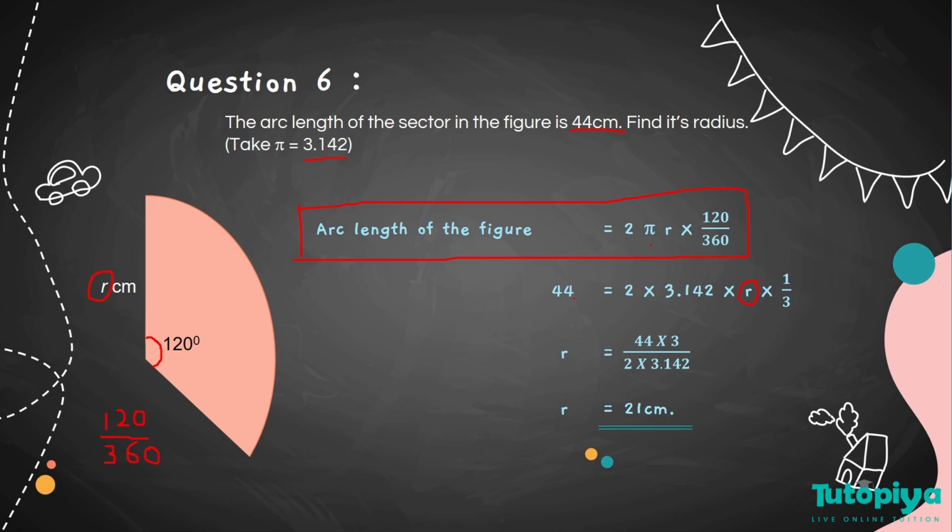Now we are going to simplify, that is, we are going to find the value of r, that is, we are going to find the radius here. So to find the radius, we have to make r the subject of the formula, the equation. So we take r to the left side of the equation, and 44, this division 3 becomes multiplied by 3, and 2 multiplied by 3.142. So 44 multiplied by 3 divided by 2 multiplied by 3.142. You get the answer, approximately 21 centimeters. So the radius here would be 21 centimeters.